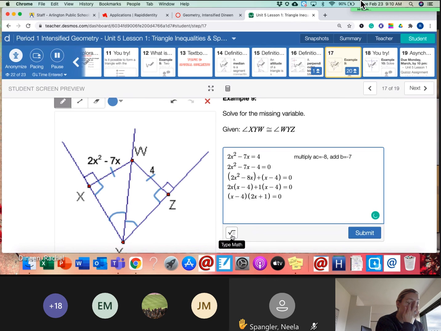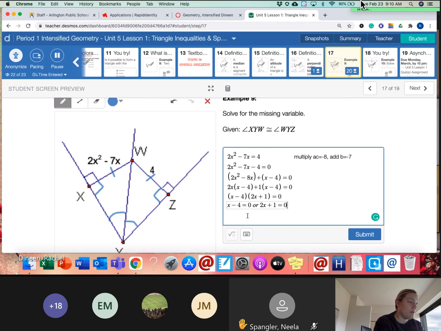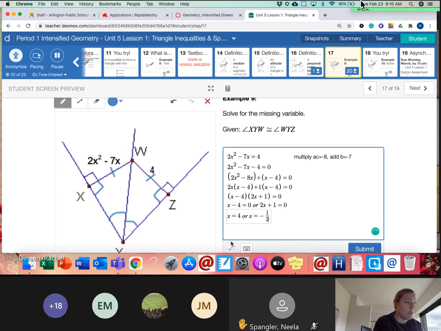If I am solving, I'm going to set each factor equal to 0 and solve. So my answers are x equals 4, or subtract 1, divide by 2, x equals negative 1/2. If you plug in both of those, they give you a positive value, and so those are both your solutions.